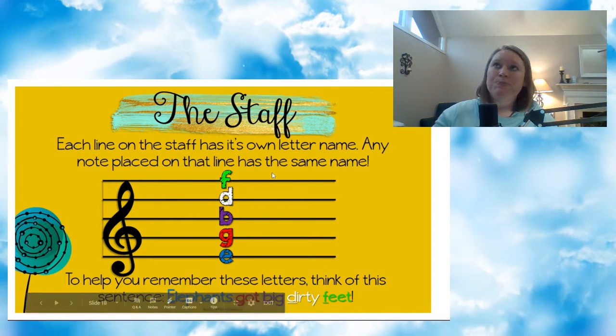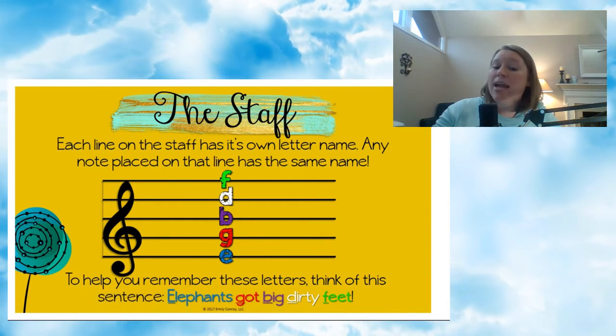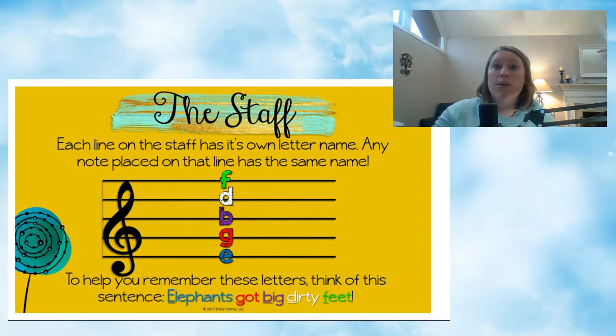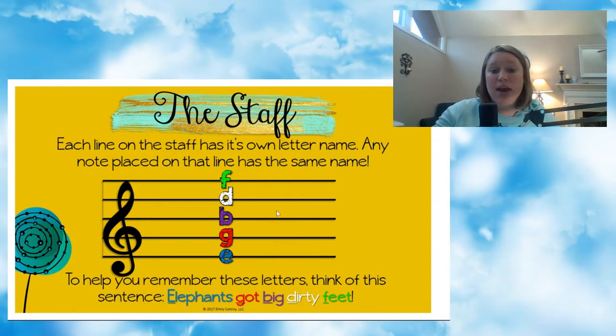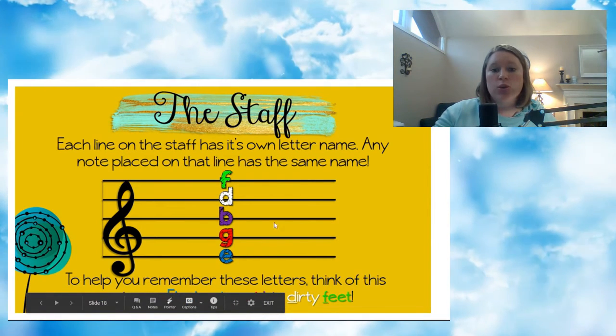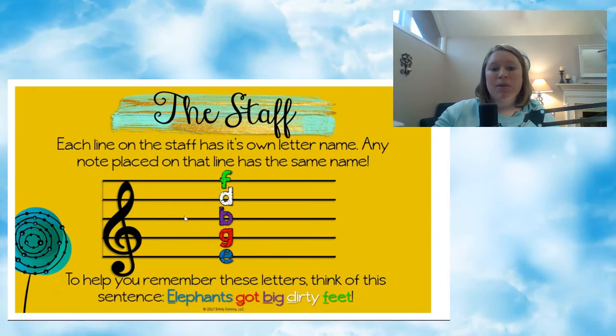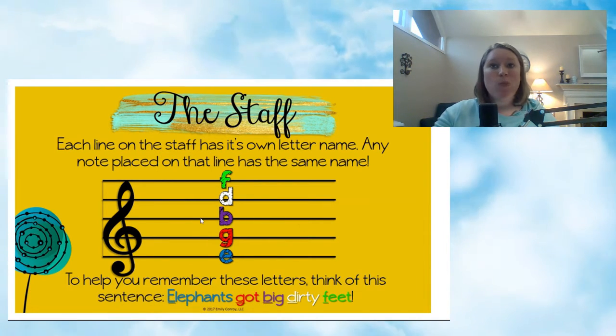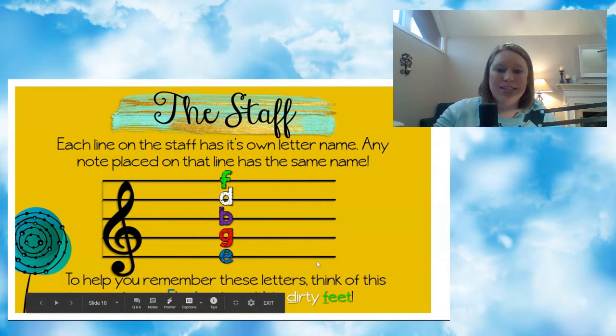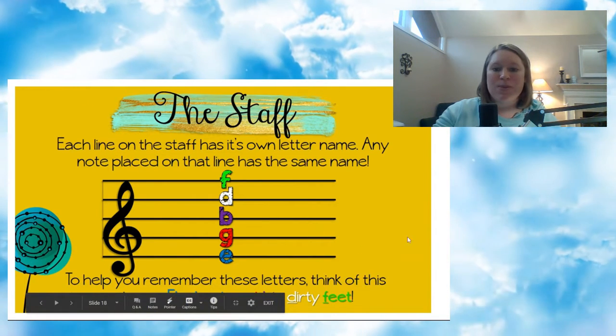So if I said, hey, Jim Bob, find the note or the letter for the third line, I'm going to count up to my third line. 1, 2, 3, third line. And remember, elephants got big. So that's going to be the letter B. I just read a note. Whoop, whoop. All right. So there we go. That's how we remember it. Elephants got big, dirty feet.